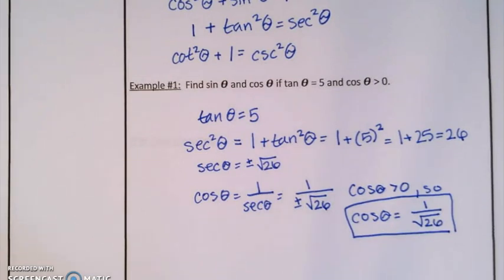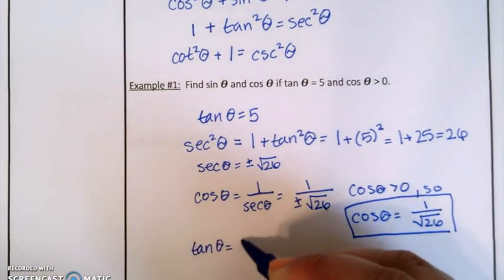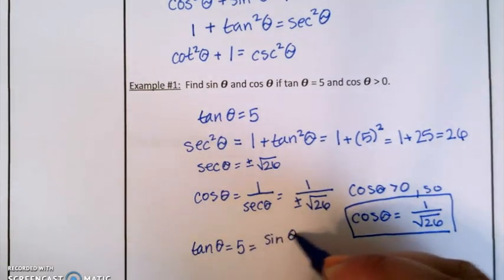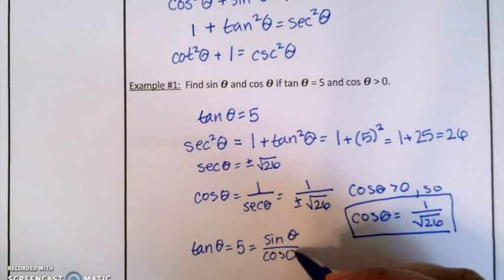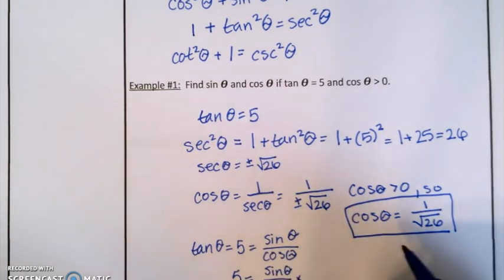Now we still need to find sine of theta. So we can go back to the idea that tangent of theta is 5, and that is sine of theta divided by cosine of theta. Substituting in this value for cosine of theta, I can say 5 equals sine of theta over 1 times 1 over 1 divided by the square root of 26.